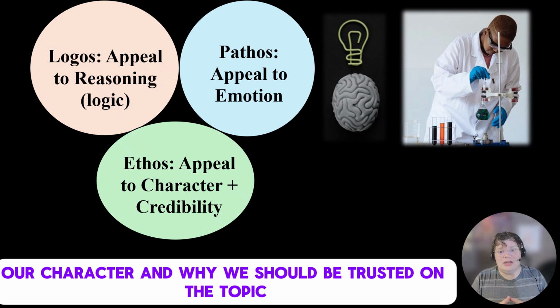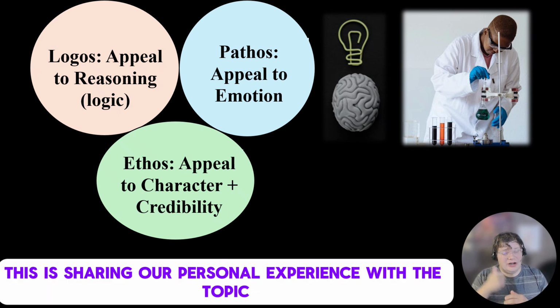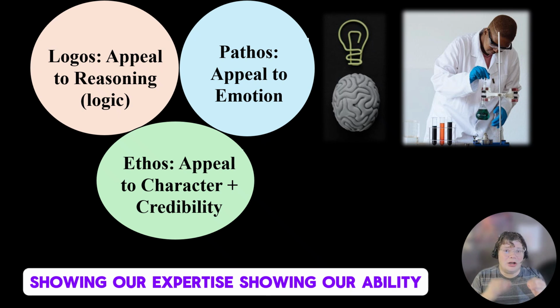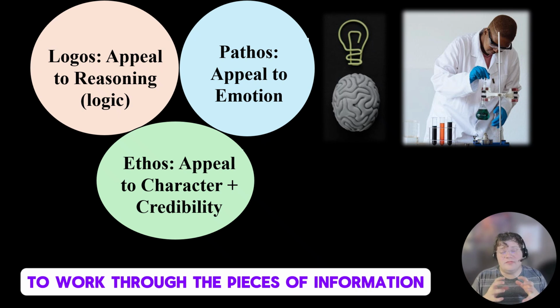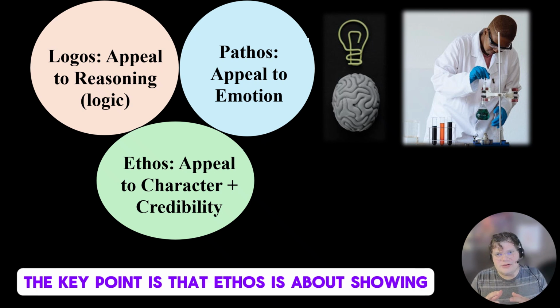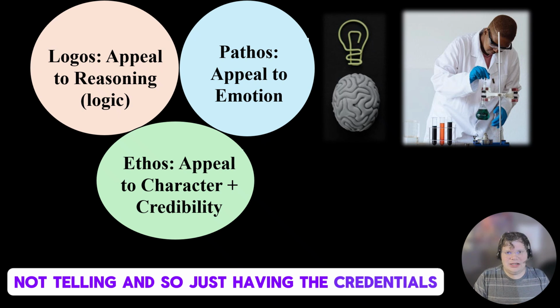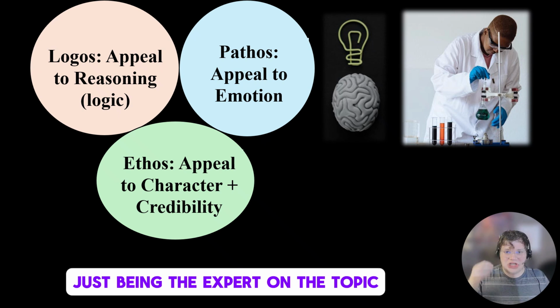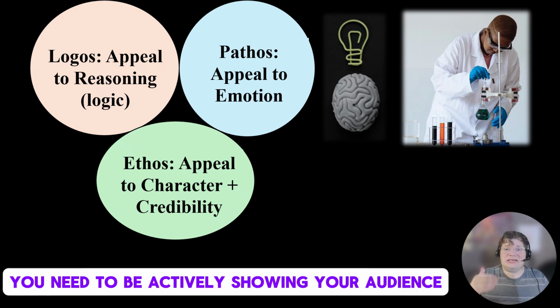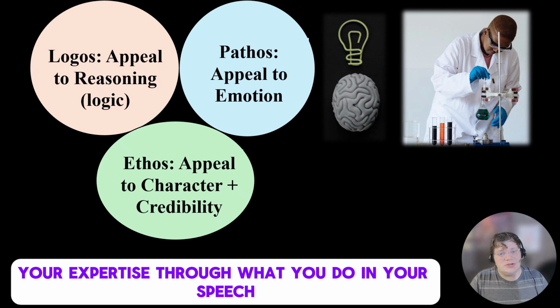But generally speaking, ethos is about showing our audience our authority, our character, and why we should be trusted on the topic. And so a lot of times this is sharing our personal experience with the topic, showing our expertise, showing our ability to work through the pieces of information about our topic in a credible way. The key point is that ethos is about showing, not telling. And so just having the credentials, just being the expert on the topic is not enough to develop ethos. You need to be actively showing your audience your expertise through what you do in your speech.